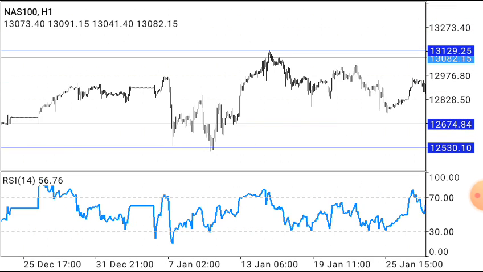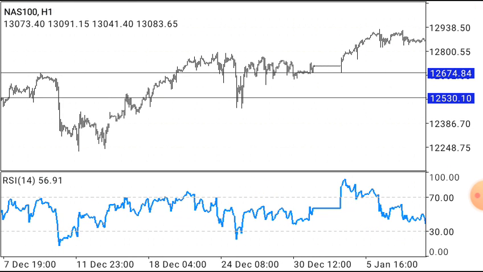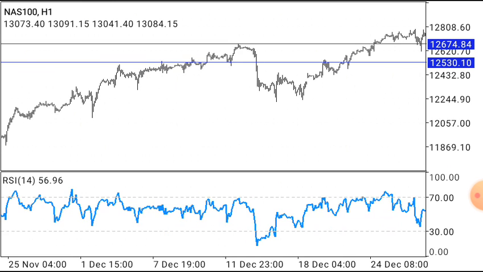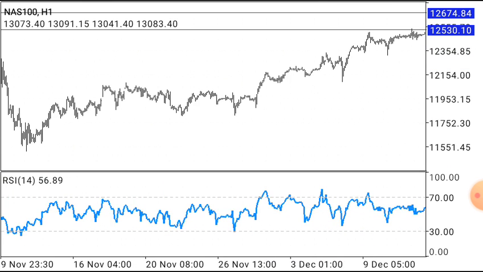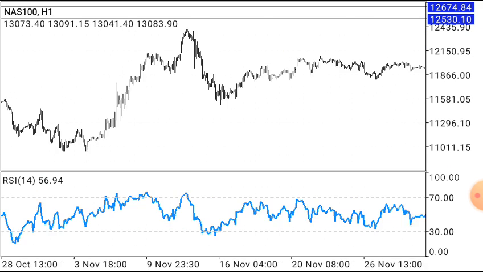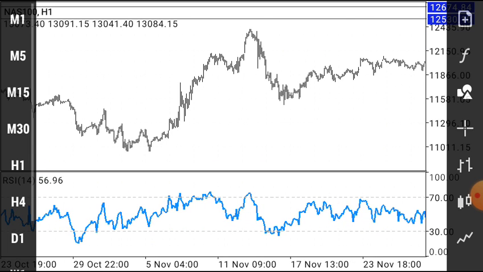Very simple. The only thing you have to do is learn how the RSI works. Watch this video over and over again until you get it right. And if you don't know how to draw support and resistance, the only thing you have to do is go to my previous video, support and resistance X, right? That's the only thing you have to do.